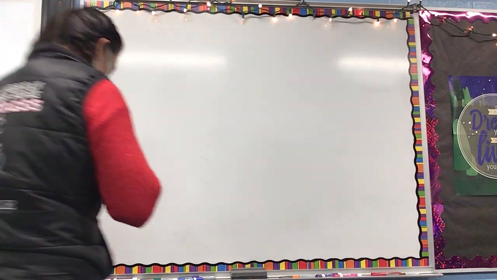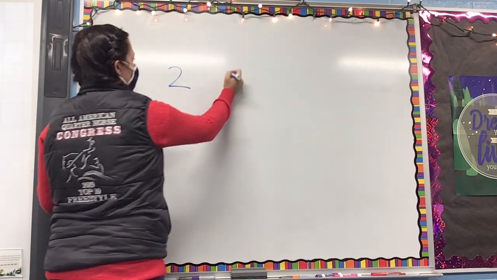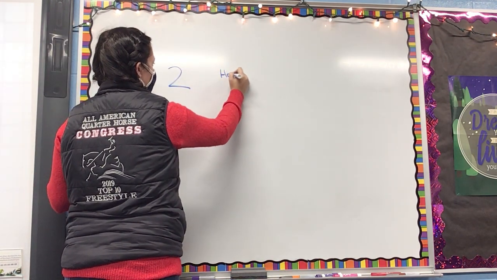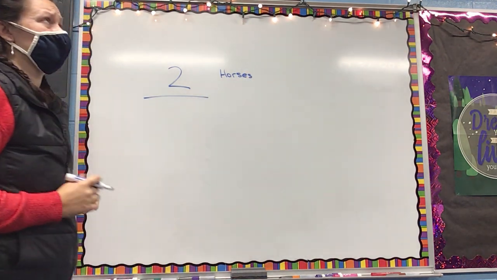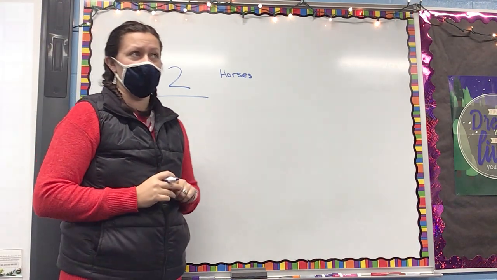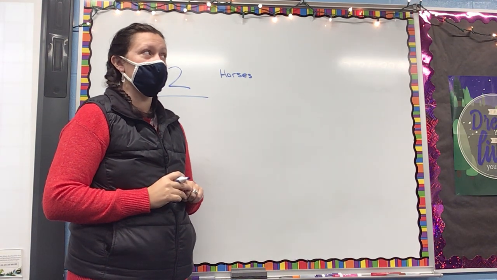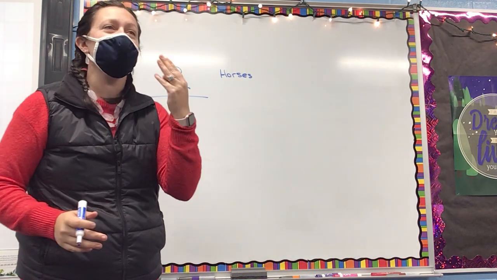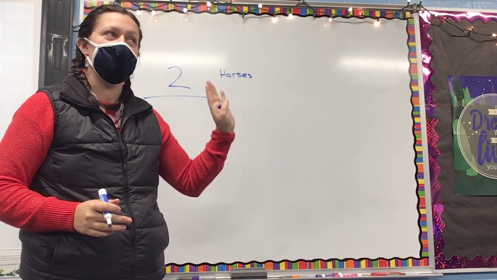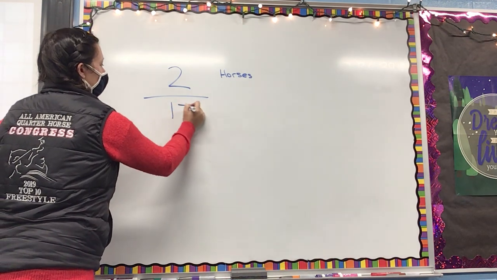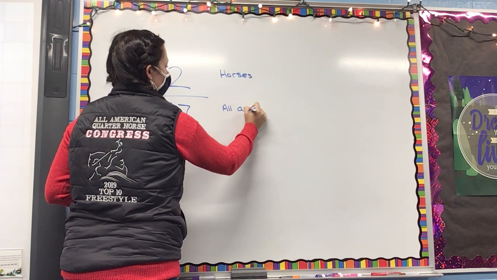I have 2, and I want you to label your fraction. I have 2, and I'm going with horses here. 2 horses out of all of my pets, which is, hold on, I have to think for a minute here. Out of 17 is all animals.